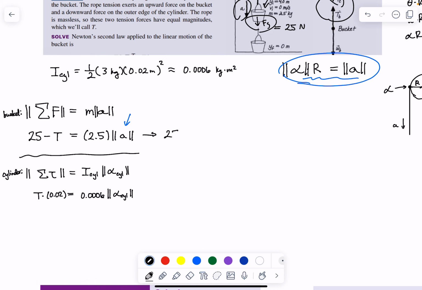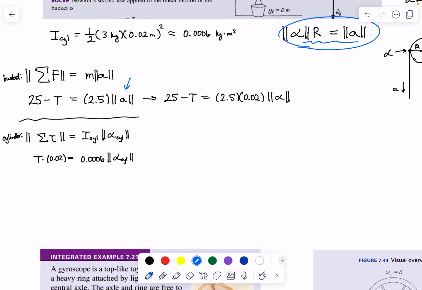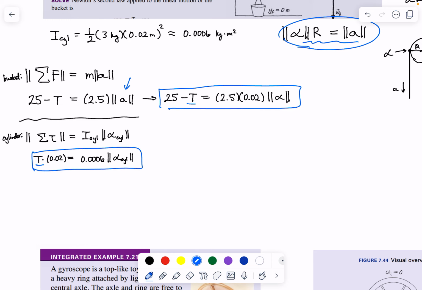And so I get a very useful second equation. We get 25 minus T equals, well, r is 0.02, so this would be 2.5 times 0.02 times alpha. And now check this out. We have 2 equations. There's T, there's alpha. We have 2 equations, 2 unknowns. That is a solvable system of equations, my friends. So here's how I might do it.